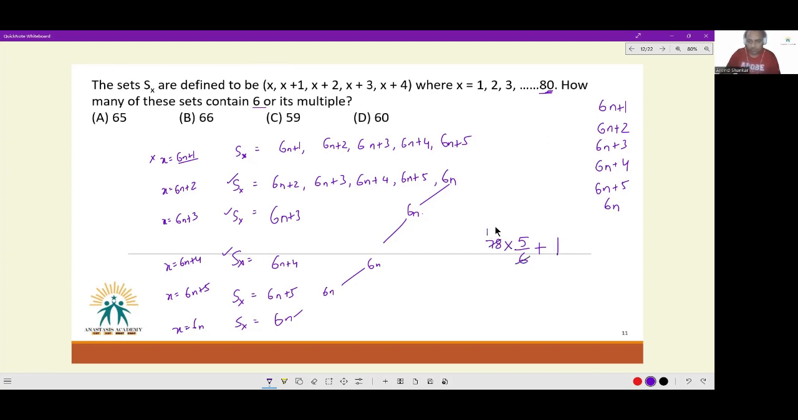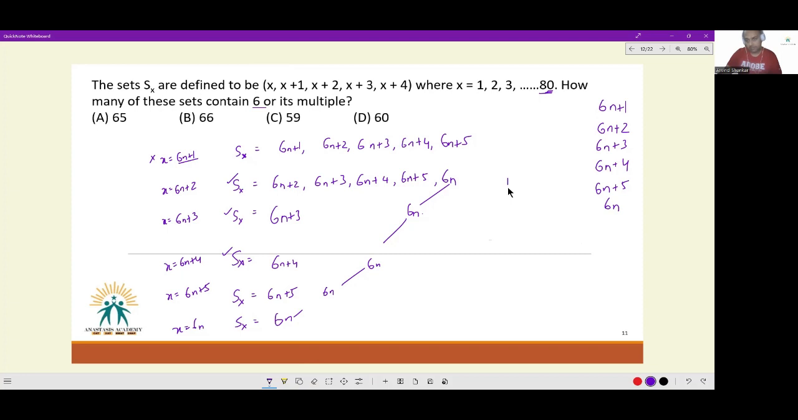Cancel, cancel. 13 into 5 plus 1 is 66. This will be our answer. Or the other way we can look at it, the other way we can count it or observe it, is I have to remove all 6n plus 1 kind of numbers.